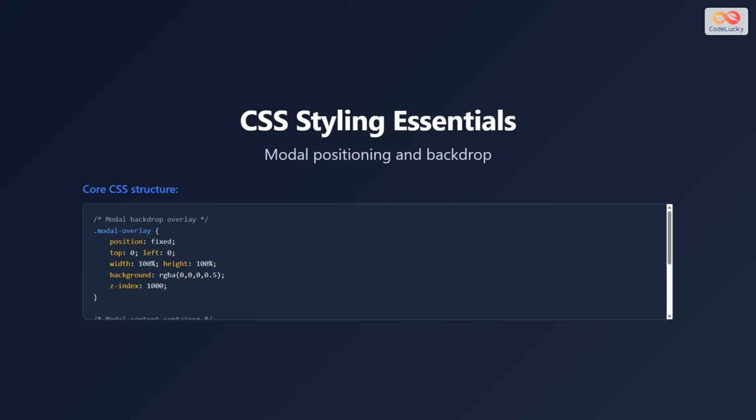CSS is essential for positioning and styling modals. Create a backdrop overlay using position fixed with width and height of 100%, a semi-transparent black background, and a z-index to keep it below the modal. For the modal content, use position fixed with top and left set to 50% and transform translate(-50%, -50%) to center it perfectly. Give it a white background, rounded corners, and a higher z-index than the backdrop.